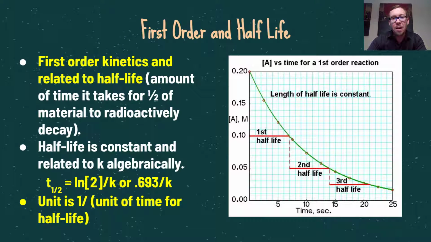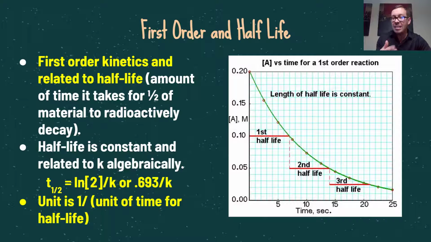One thing that's interesting about first order, and you really want to keep this in the back of your mind, is that a lot of questions that come up are directly related to first order because then they can ask extra questions about half-life. First order kinetics are directly related to half-life. That is the amount of time it takes for half of a material to radioactively decay. And the half-life is constant and related to K algebraically.